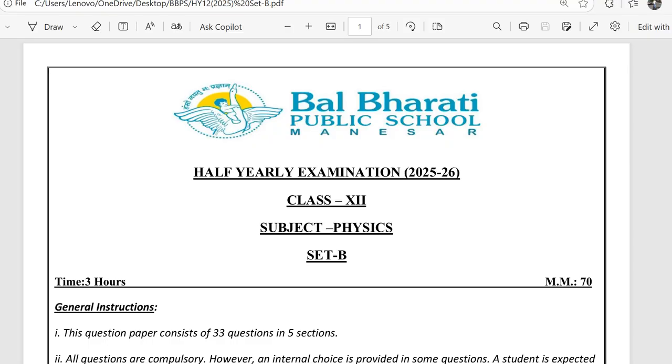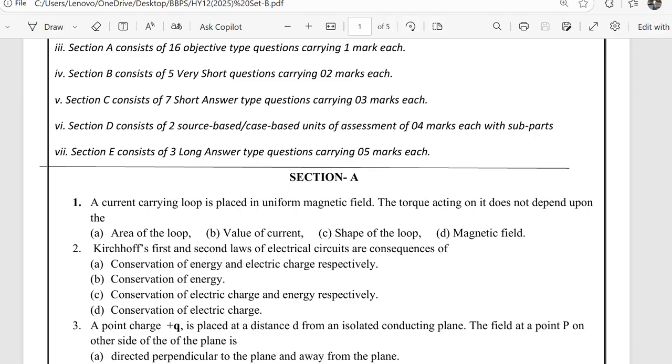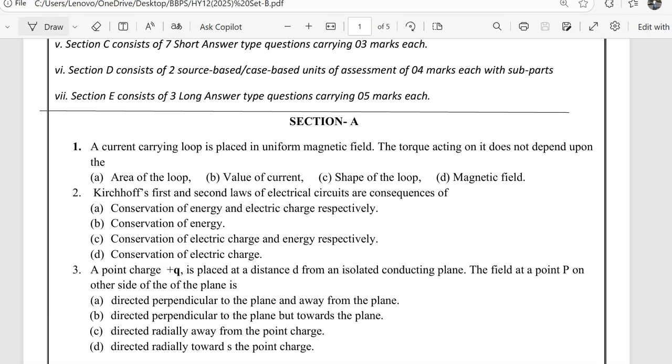Okay, students, I'm again with you for the solution of set B. Set A solution I have already shared with you. Now I'm doing it for set B. Not all the questions are different, only a few MCQs are different, and two or three questions in the subjective section are different. Okay, so starting with the first one in MCQ.